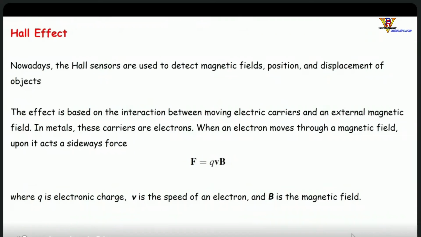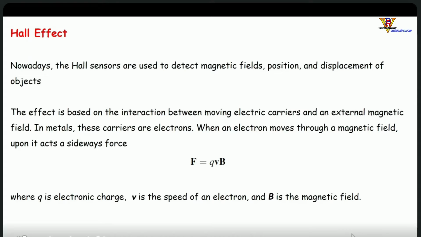Based on this Hall effect, we can design the sensors. They are known as the Hall sensors, and they can be used to detect the magnetic field position and displacement of an object.